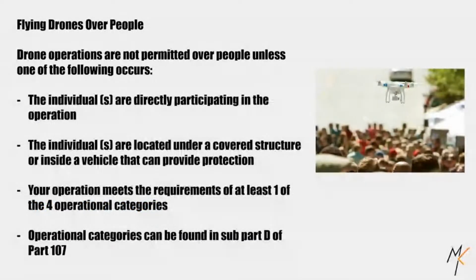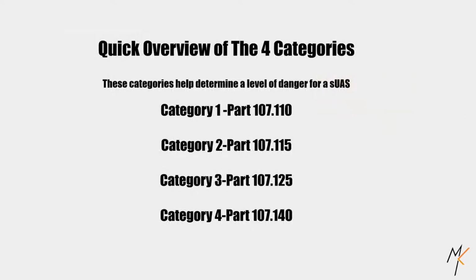Flying drones over people. So, according to the FAA, you cannot fly a drone over people unless you meet one of these requirements listed here. The individuals that you're flying over are directly involved in the operation. They're under a covered structure or inside a stationary vehicle that can protect them from any harm by your drone. Or if your drone operation can satisfy requirements from at least one of the four categories. So here are the four categories right here for you.